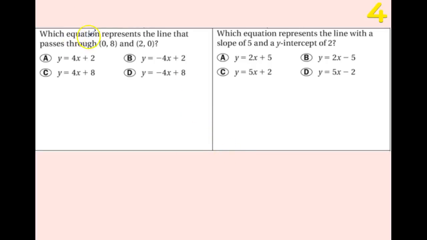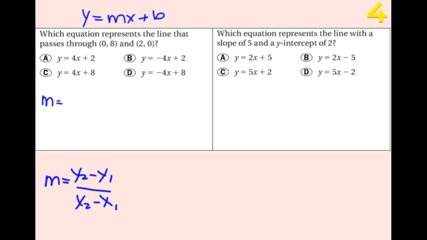So this first one says, which equation represents the line that passes through this point 0, 8 and this point 2, 0? These are all written in the form y equals mx plus b. So we should probably find m and we should probably find b. So I'm going to find m first using our slope formula, which I'm just going to write down here, y2 minus y1 over x2 minus x1.